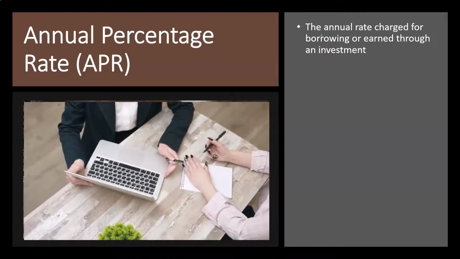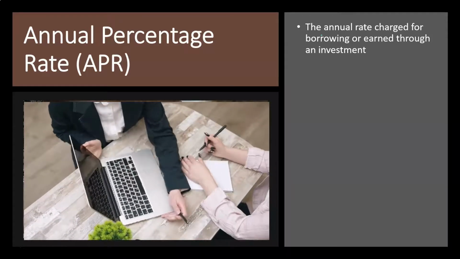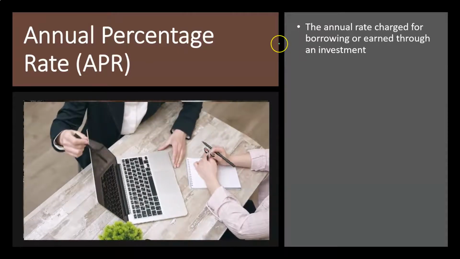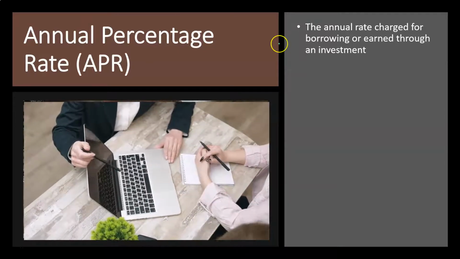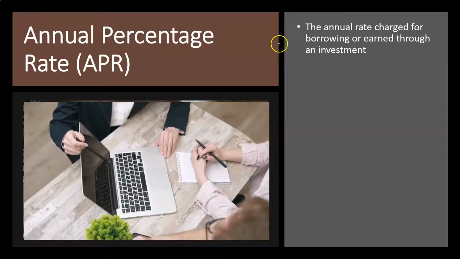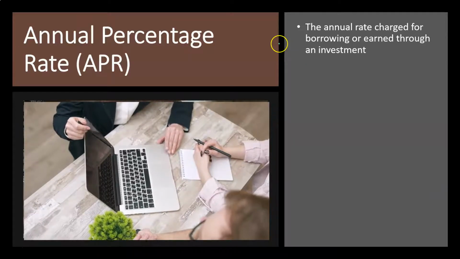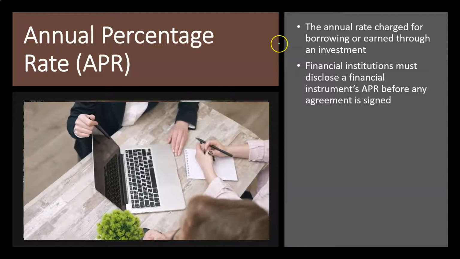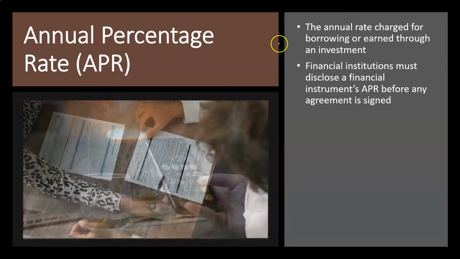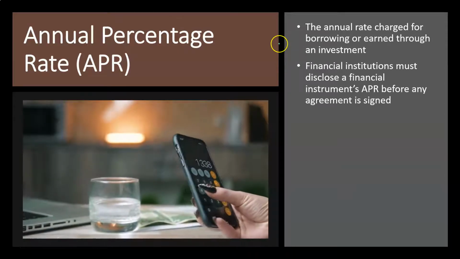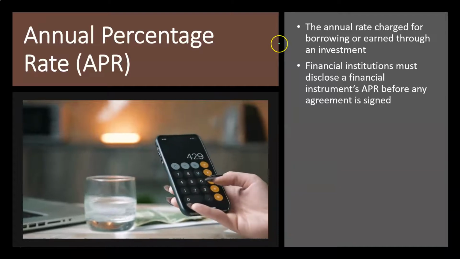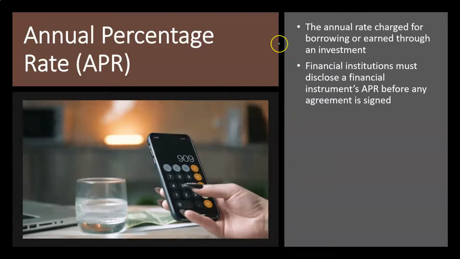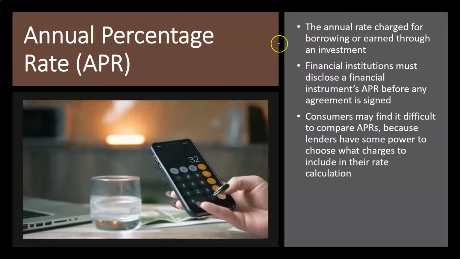In order to standardize this, we're going to try to get the annual rate. So we want to see what the rate is on a yearly basis so that we can compare it to other types of things. The annual rate charged for borrowing or earned through an investment. Financial institutions must disclose the financial instrument's APR before any agreement is signed. So laws have been put in place to try to do some of the standardization process so you can do better comparisons, because the interest rate is something that you should be able to compare a little bit more easily.